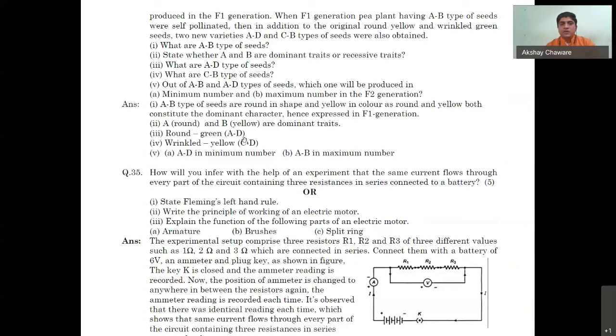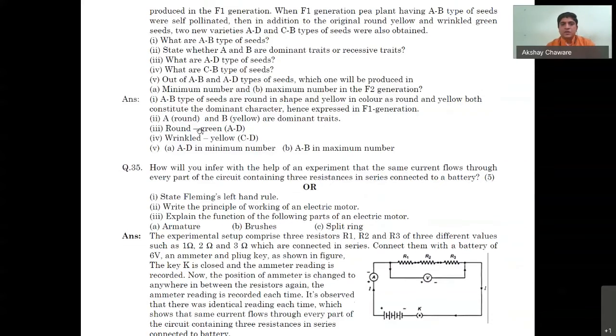Round and green, that is AD, and wrinkled and yellow, that is CB. Here it should be B, not D. Printing mistake. AD in a common number and AB in a maximum number. So that is the answer. And the question was very easy.